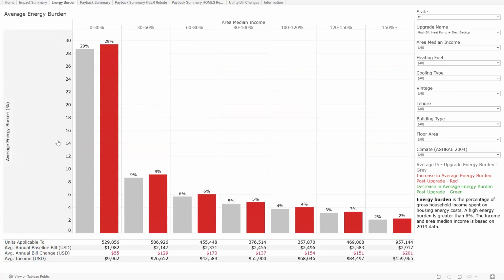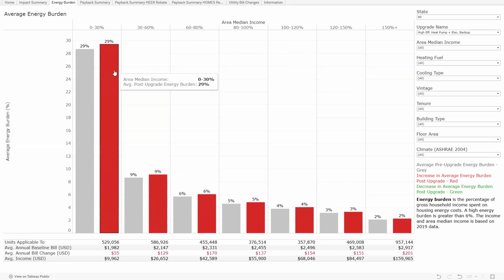Energy burden is the percentage of gross household income spent on housing energy costs. High energy burden is considered 6% or greater. The income and area median income is based off 2019 data. Again, so you're looking at the 0 to 30% area median income. The energy burden before the upgrade is 29.